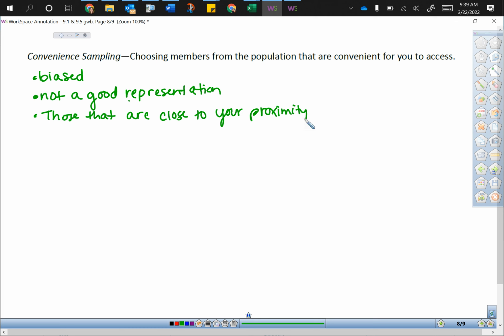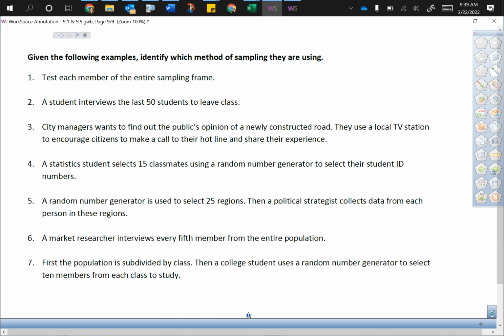All right? So given the following examples, we are going to identify which method of sampling they are using. So again, we have simple random samples, voluntary sampling, census, systematic sampling, stratified sampling, cluster sampling, and convenience sampling. So number one, we are going to test each member of the entire sampling frame. What would that be? That's a census. When you do every single member, that's a census.